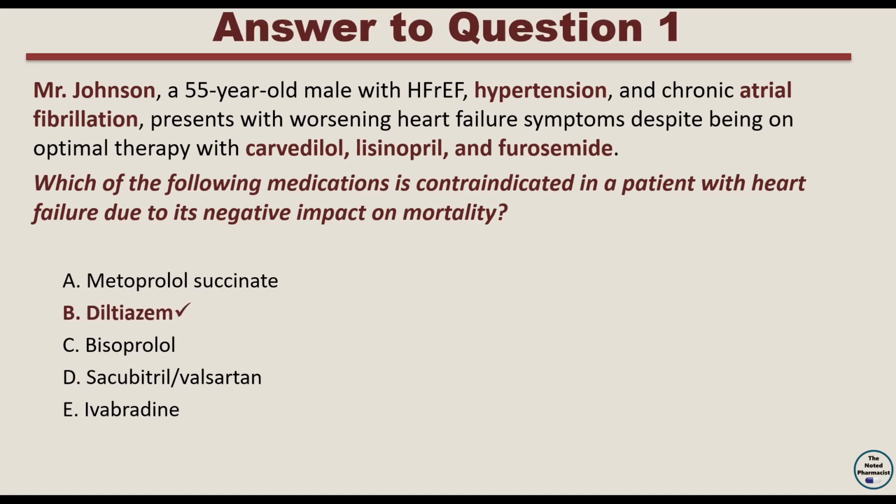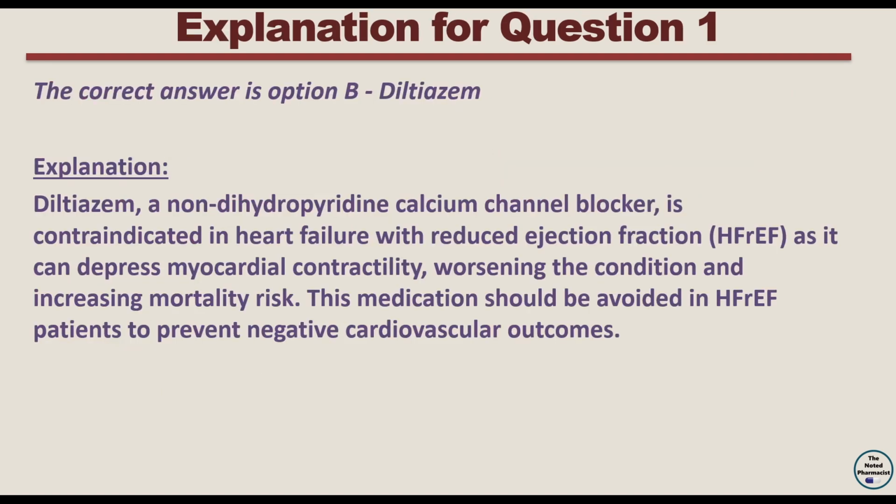The correct answer is option B, diltiazem. The explanation is as follows. Diltiazem, a non-dihydropyridine calcium channel blocker, is contraindicated in heart failure with reduced ejection fraction as it can depress myocardial contractility, worsening the condition and increasing mortality risk. This medication should be avoided in heart failure with reduced ejection fraction patients to prevent negative cardiovascular outcomes.